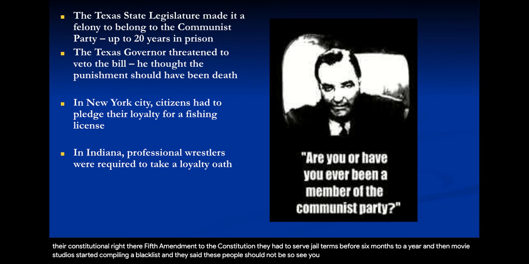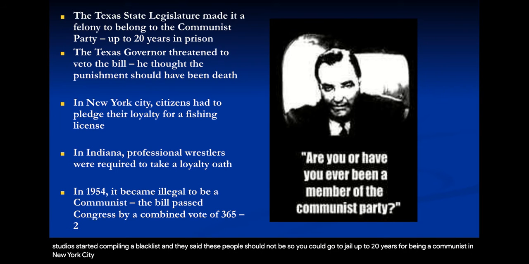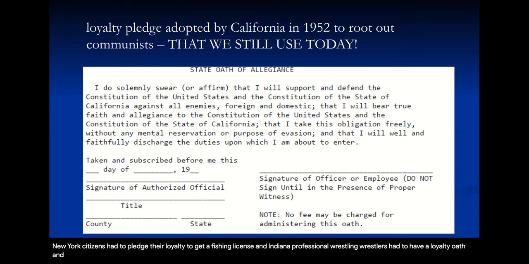In Texas, you could go to jail up to 20 years for being a communist. In New York, citizens had to pledge their loyalty to get a fishing license. In Indiana, professional wrestlers had to have a loyalty oath. And right here in California, we also have a loyalty oath.